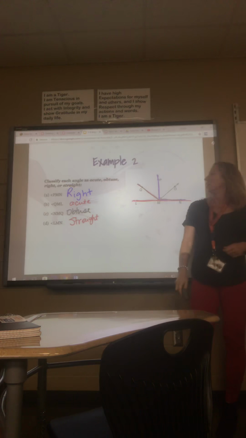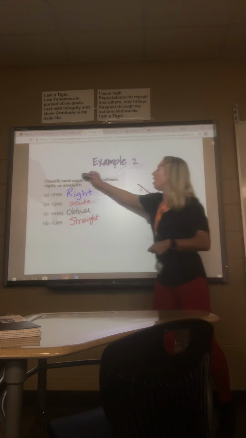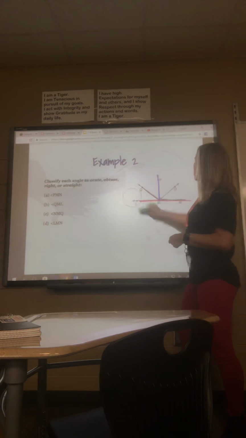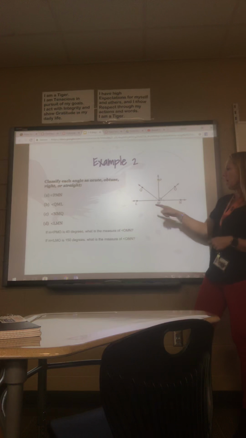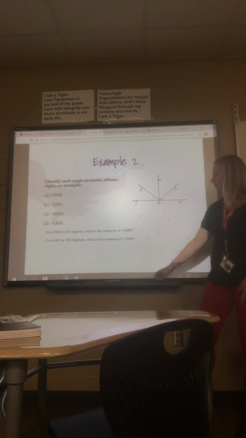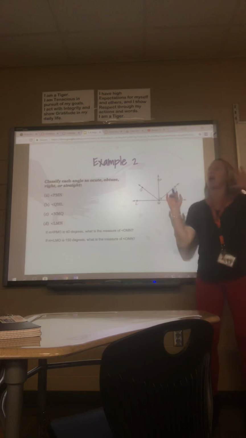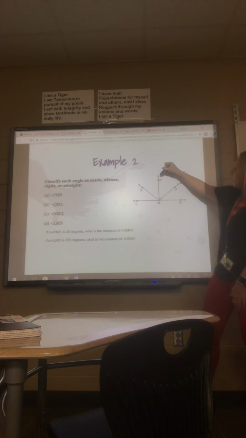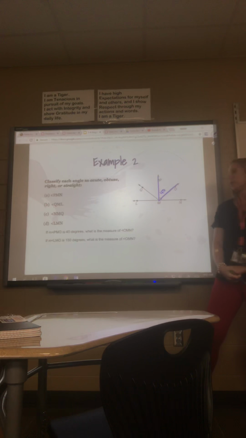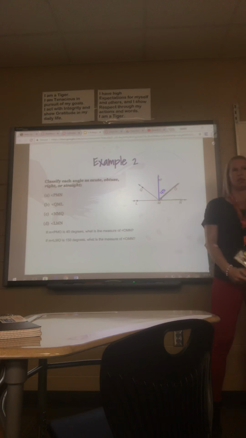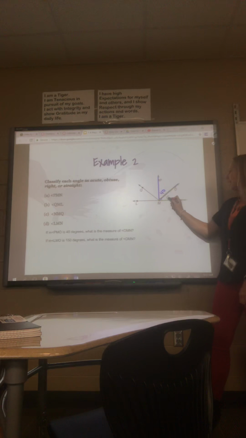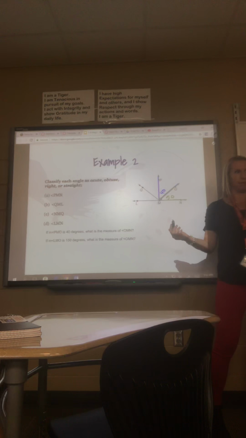Wait, isn't there something about finding the degrees? You will also have some problems where you have to find the degrees. Like this right here, question 6. If PMO is 40 degrees, what would the measure of OMN have to be? Minus 40, so 50, because this is a right angle. 50 and 40 make 90.